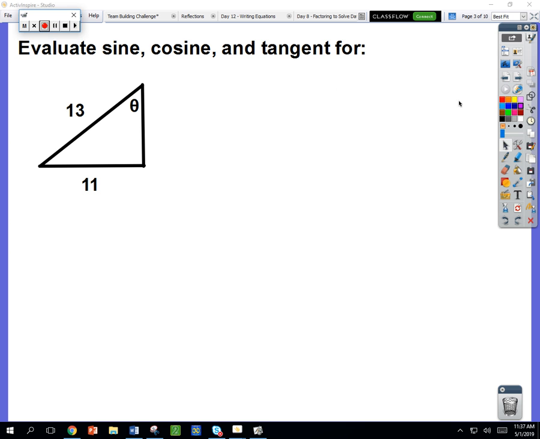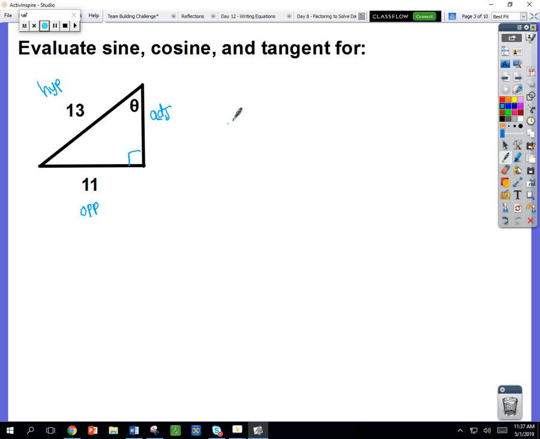Alright, this one has me setting up, when it says evaluate all these, it just wants me to set up the ratios of sine, cosine, and tangent. So the first thing I'm going to do is label opposite, adjacent, and hypotenuse again. So here's the 90-degree angle, so this is hypotenuse. Here's the theta, the angle they're talking about. So this is opposite, because it's across from it, and then adjacent is next to it.